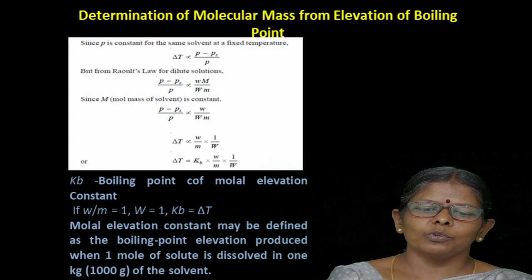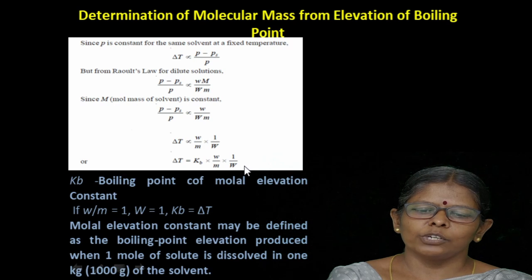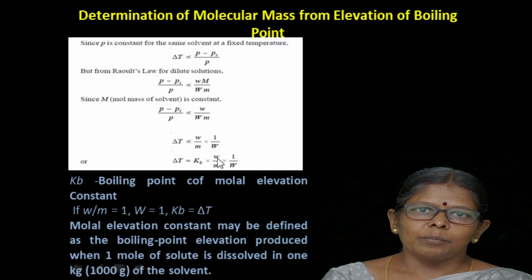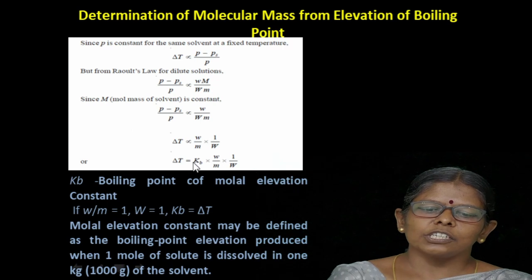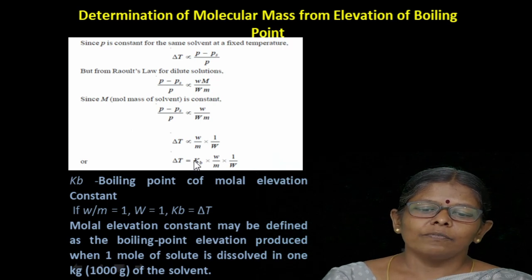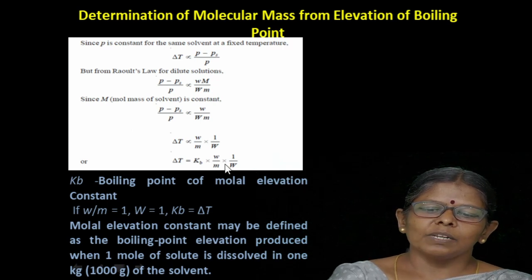Therefore, we can come to the conclusion that whenever the term W by M is equal to 1 and capital W is equal to 1, then delta T will be equal to the ebullioscopic constant. Therefore, the ebullioscopic constant is defined as the elevation in the boiling point, delta T, whenever this W by M is equal to 1.